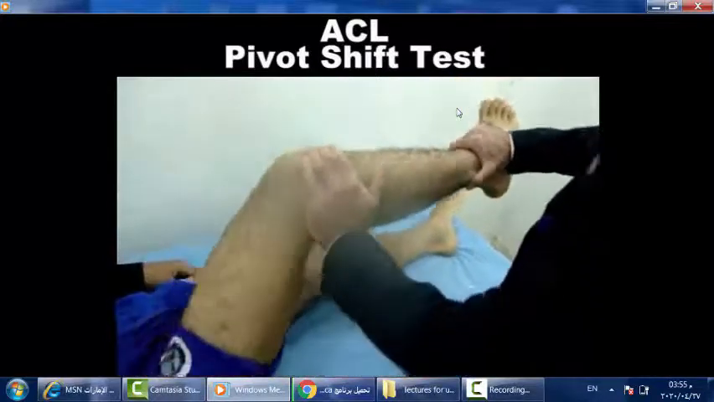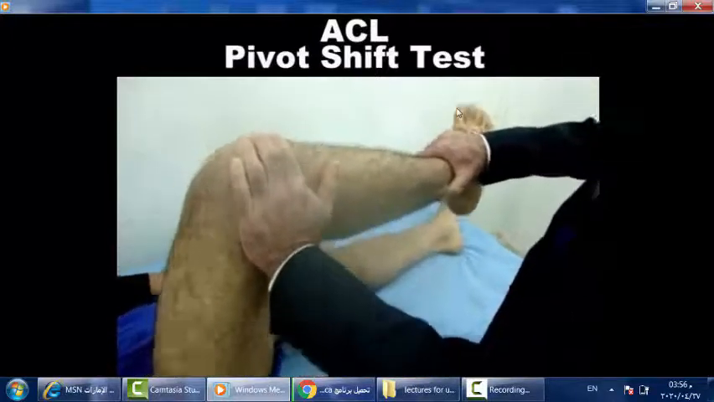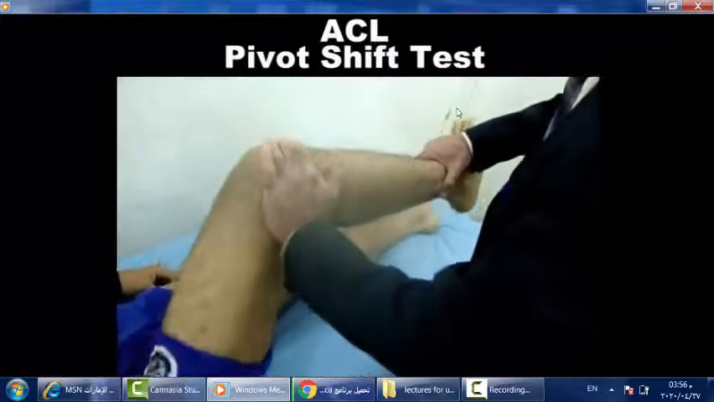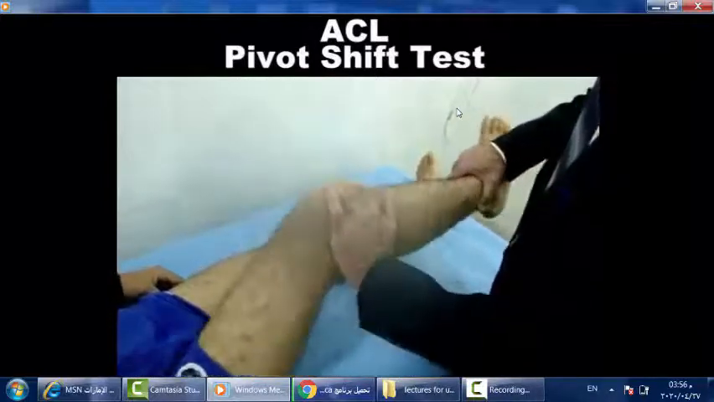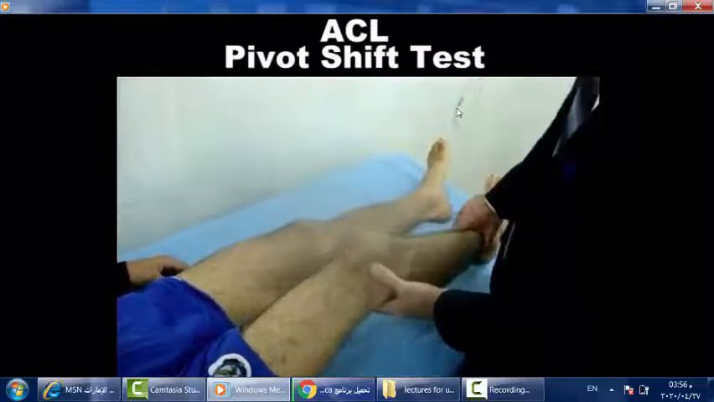The third test is the pivot shift, which is to elicit the sense of the click, which is the sense of reduction of the subluxed lateral condyle of the tibial plateau during extension, medial rotation and abduction.